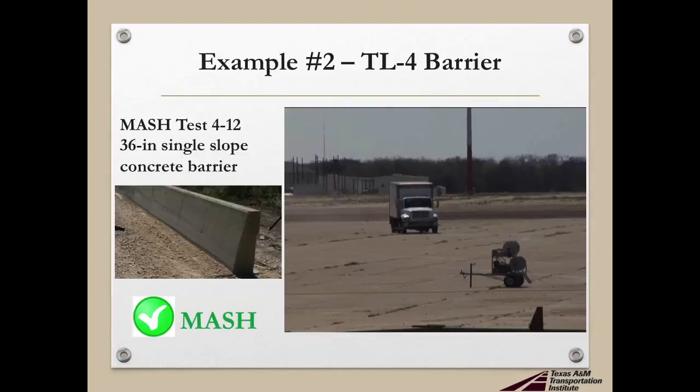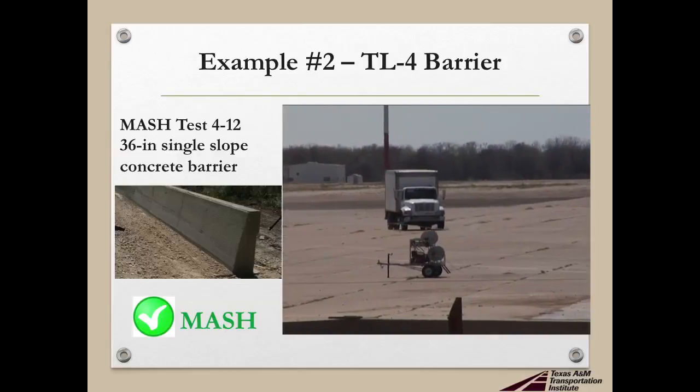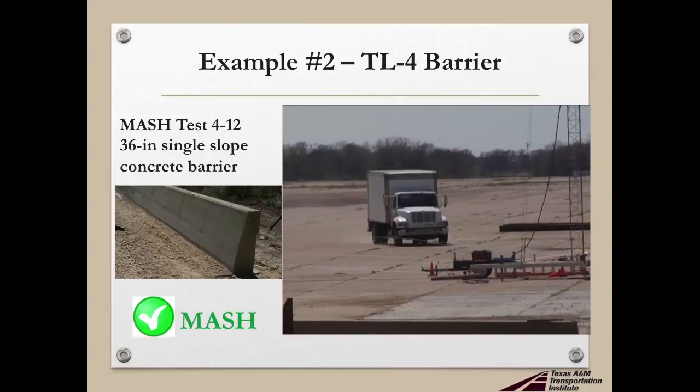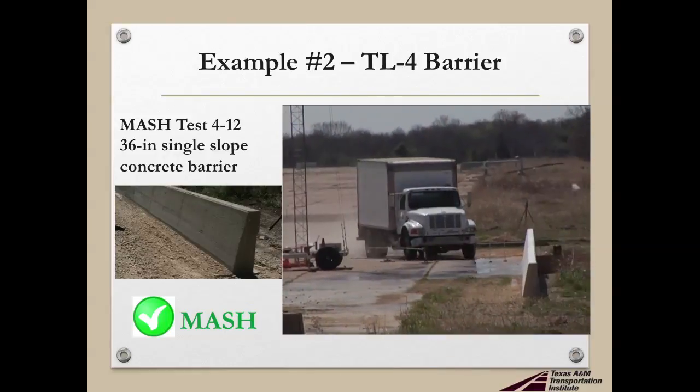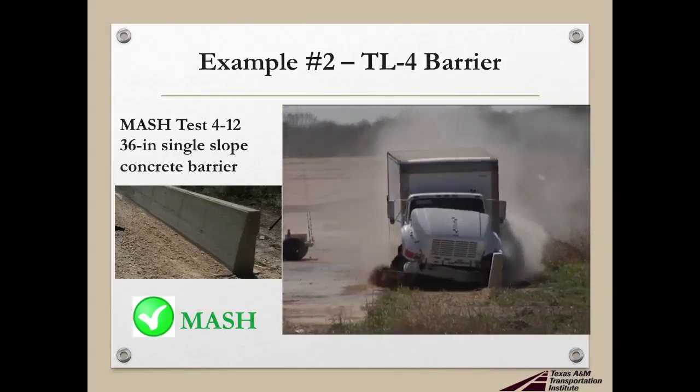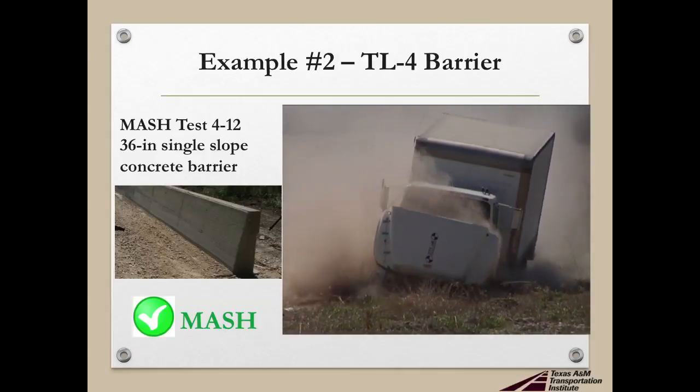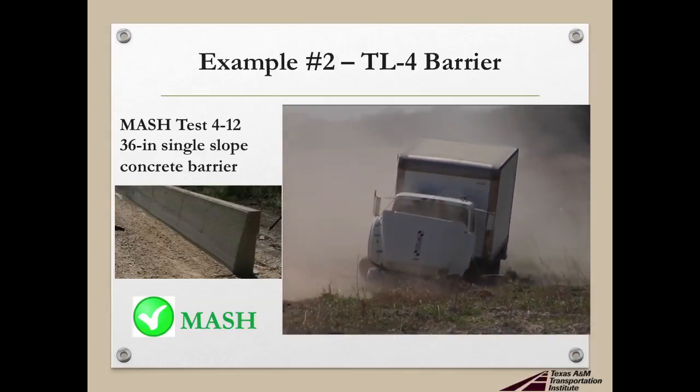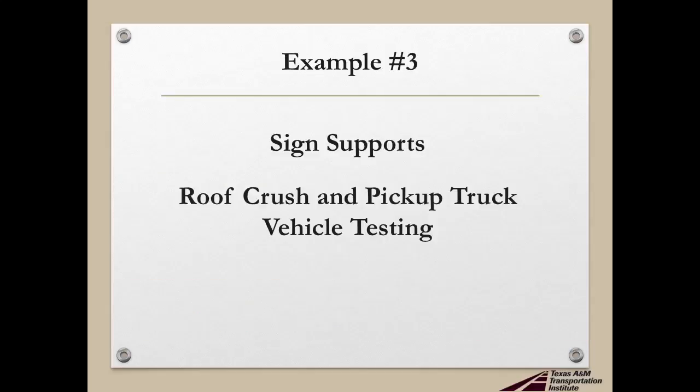So if we're now looking at this new barrier system, here's an example. This is a 36-inch tall, now, single slope concrete barrier being tested under that same impact condition that you just saw for the 32-inch barrier. And you'll see here better impact performance. The vehicle stays upright, it's contained and redirected by the barrier system, and it meets all of the MASH criteria.